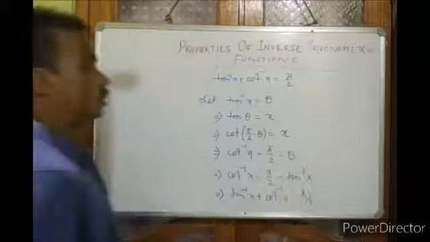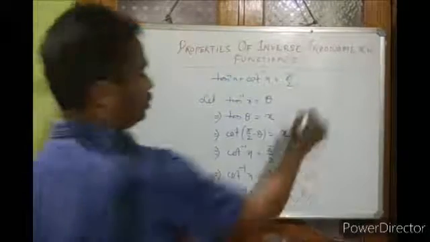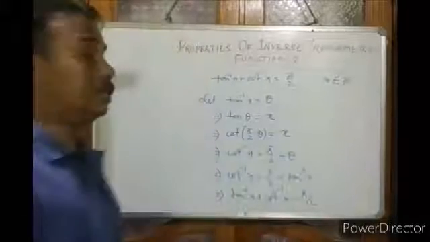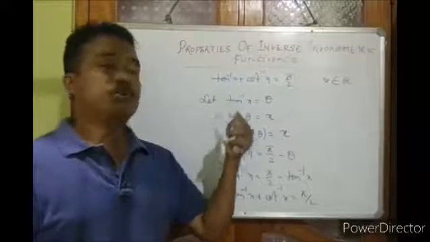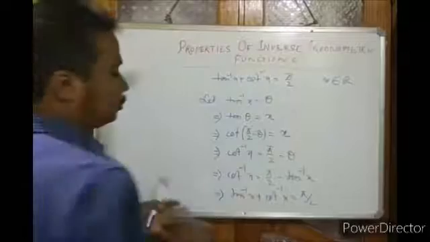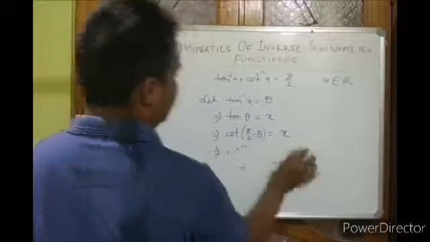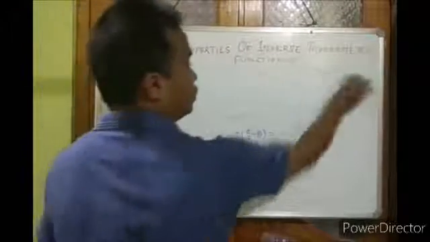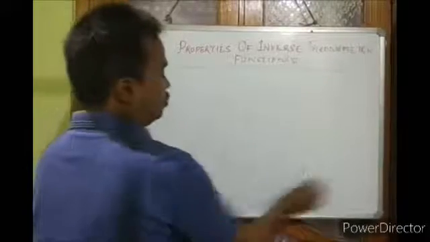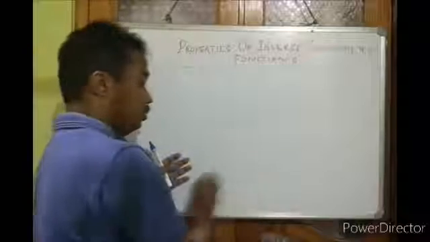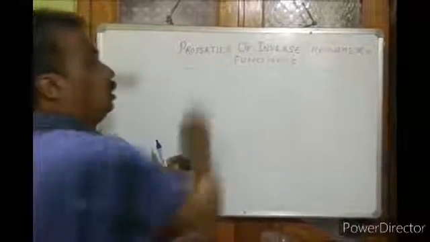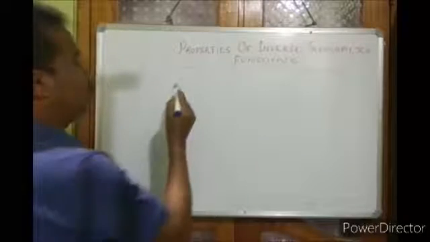So this is true for any real number, x belongs to R. Tan inverse x plus cot inverse x is equal to pi by 2. In the same way, the remaining two properties can be proved. So you must try to prove the properties yourself. Then next, the fifth one, 5.